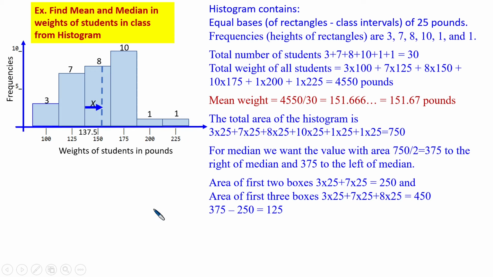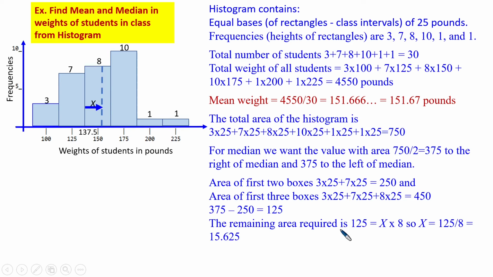So how do I find this 125? The remaining area required is 125. That is x times 8. I will adjust the base in such a way that x times 8 gives me 125. So 125 is x into 8, so x is equal to 125 divided by 8, which is 15.625.